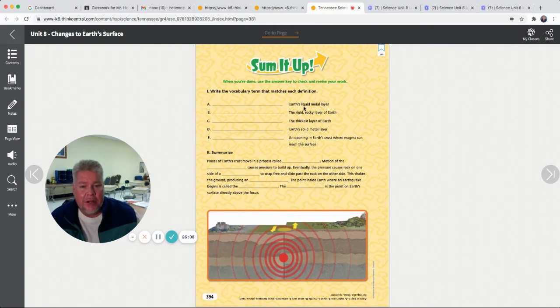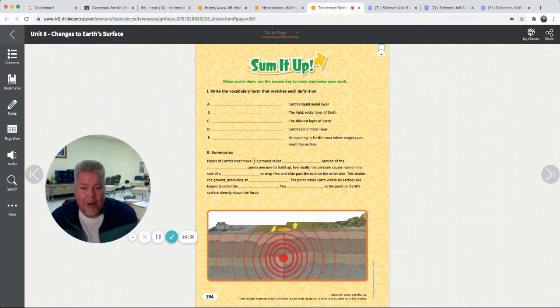What is Earth's liquid metal layer? The liquid layer is the outer core, remember? The rigid rocky layer of Earth. Rocky layer, that would be the crust, wouldn't it? The thickest layer of Earth would be the mantle, and the solid metal layer would be the inner core. And an opening in Earth's crust where magma can reach the surface is a volcano.